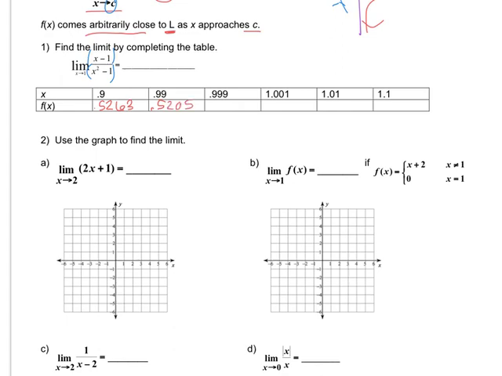Now type in 0.999. We get 0.5003. So why are we choosing those values, 0.9, 0.99, 0.999? The reason is because we're looking for the limit as x approaches 1. So these values, 0.9, 0.99, 0.999, are getting closer and closer to the value of 1. So those three values take us close to 1.